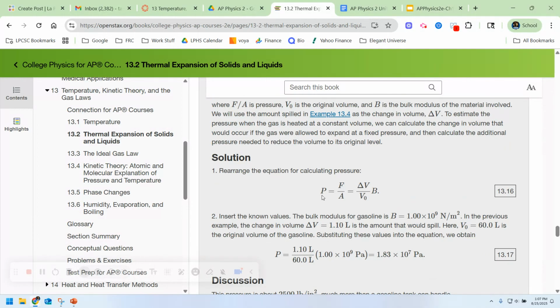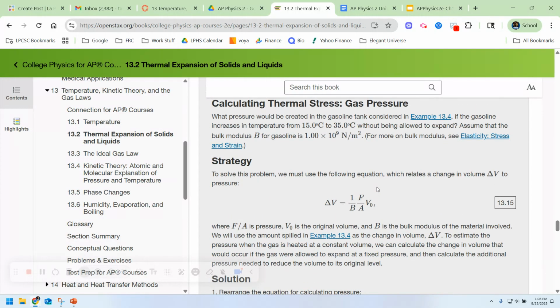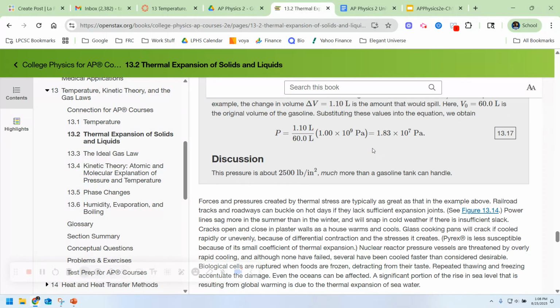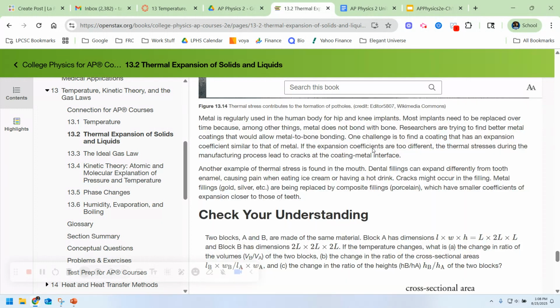We'll talk about, remember that pressure is equal to the force over the cross-sectional area, and then based on this formula, we can replace that with the change in volume over the initial volume times B. Remember that that's the bulk modulus for gasoline. So bulk modulus, you can click on this, that's stress and strain. That'll take you to a table on bulk modulus numbers for various materials. That's the one for gasoline, okay? And then they give you an example problem that you can kind of crank through and then find the answer. And so that's it. That's all you got to do for your notes.